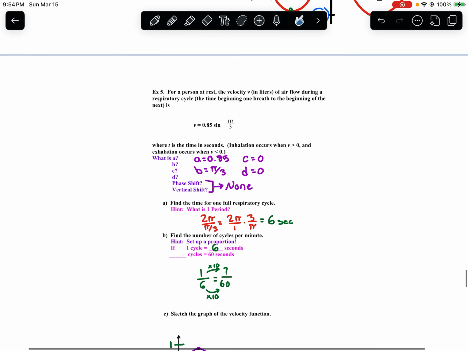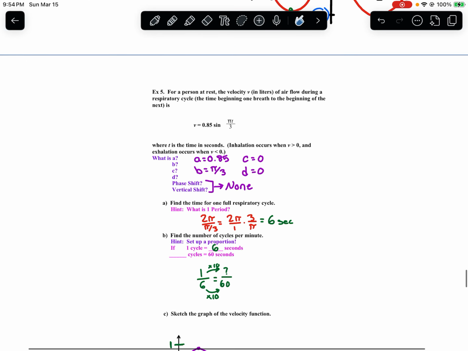And then if we wanted to find the number of cycles per minute, we could set up a proportion where if we know one cycle is equal to 6 seconds, we could say 1 over 6. And we're trying to figure out how many we have in 60 seconds, so I could say that's equal to something over 60. Well, a couple ways that you can solve that. You can either cross multiply and divide, or if you're able to see, okay, 6 times 10 gets me 60, so then I'd have to do 1 times 10, and that's going to tell me that I get 10 respiratory cycles in 60 seconds.